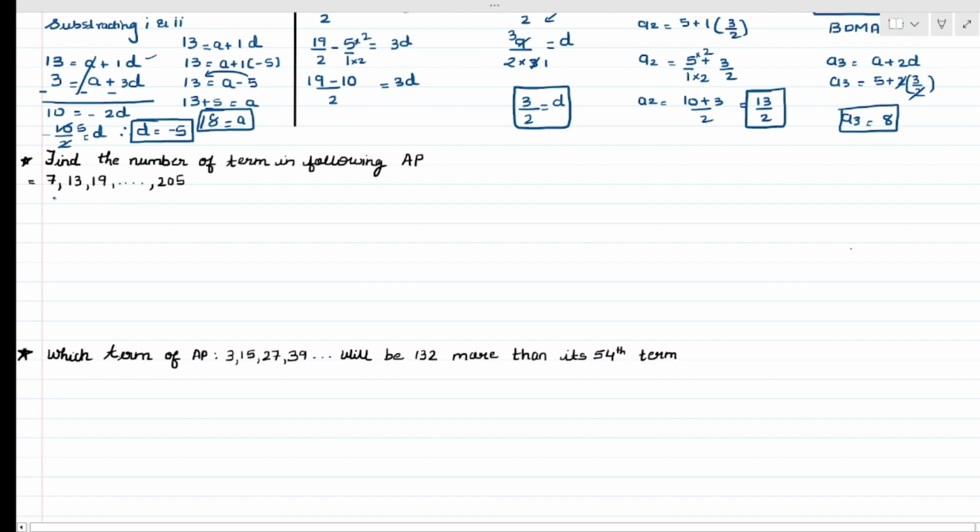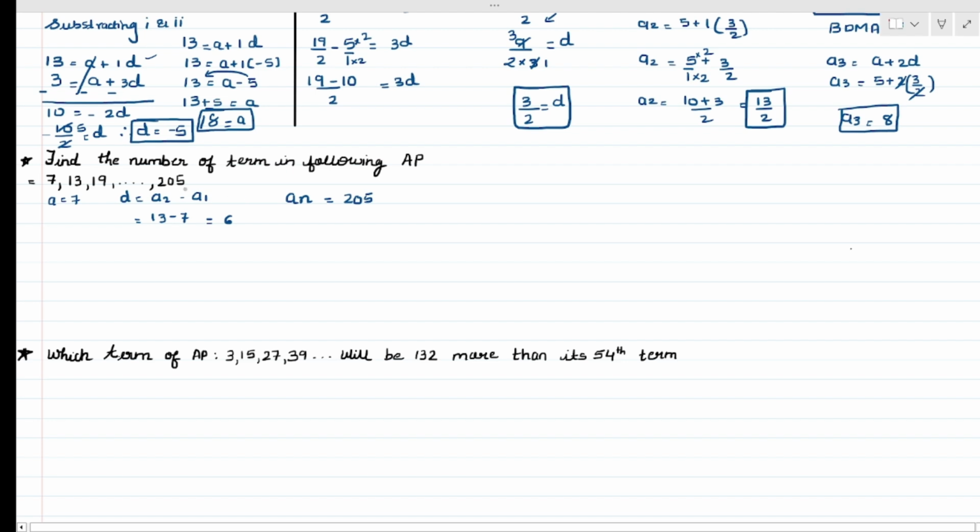In this case, my A is equal to 7, as my 7 comes first. So my A is 7. What will be my D? D is equal to A2 minus A1. That means 13 minus 7 gives me 6. Okay, so my D becomes 6. This is the last term of my finite AP. That means it becomes my AN, or you can say my L, which is 205.